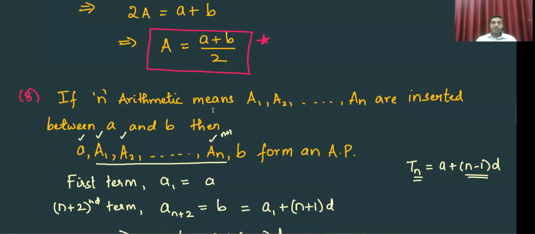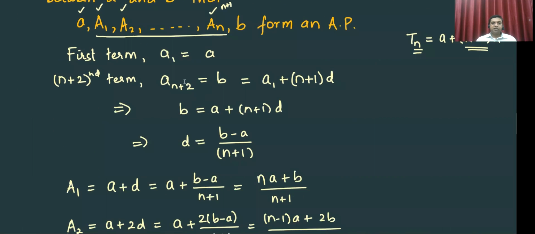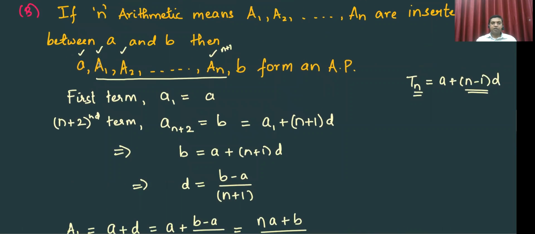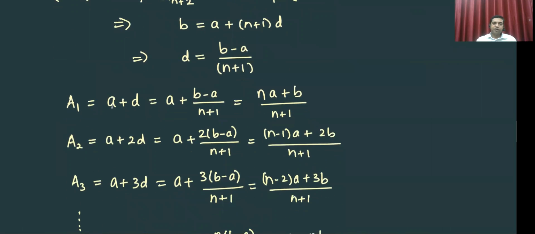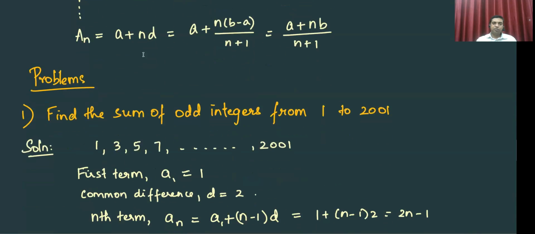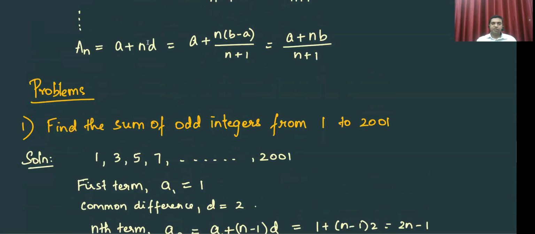Next, you can insert n arithmetic means between two numbers, which means once you insert these n numbers, a, these n numbers and b form an AP. And we discussed how these arithmetic means are found.